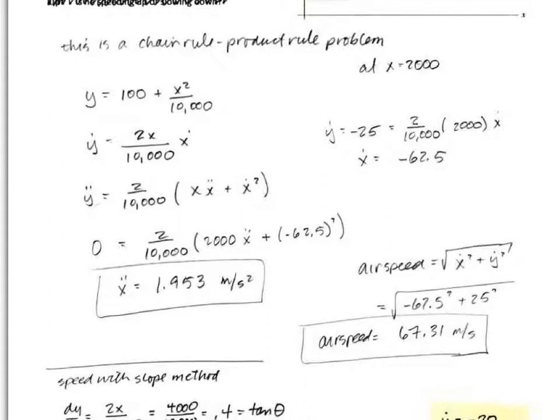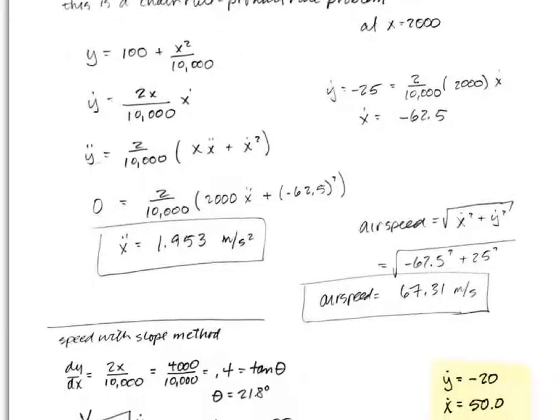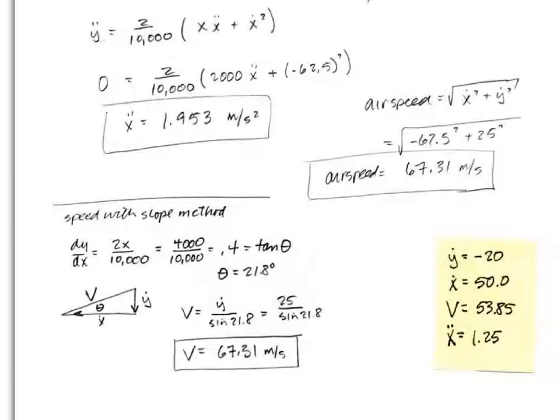Now, back to the airspeed, though. You can do that with the slope method, and we did this also in class, where the slope, the velocity, is the vector sum of what happens in the y direction and what happens in the x direction. You can find out the relationship of the y and the x using the slope method, knowing that dy/dx is equal to 2x. Now again, this is dy/dx, not dy/dt, but dy/dx is 2x over 10,000. Plug in the value in there, you can see the tangent of theta is 0.4, and you can solve for that angle, which is 21.8.